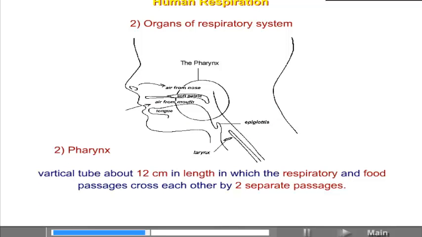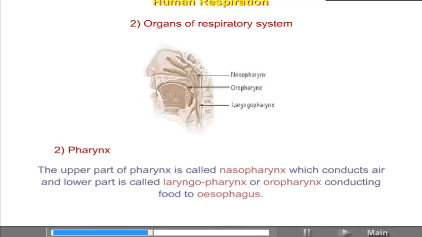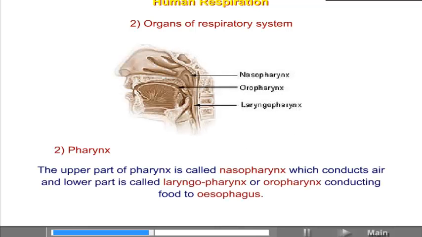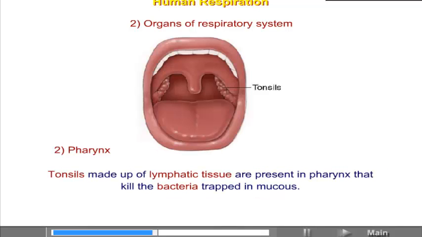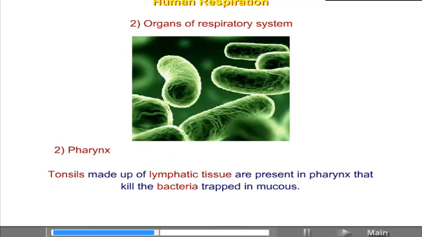Pharynx, a vertical tube about 12 cm in length in which the respiratory and food passages cross each other by two separate passages. The upper part of pharynx is called nasopharynx, which conducts air, and lower part is called laryngopharynx or oropharynx, conducting food to esophagus. Tonsils made up of lymphatic tissues are present in pharynx that kill the bacteria trapped in mucus.